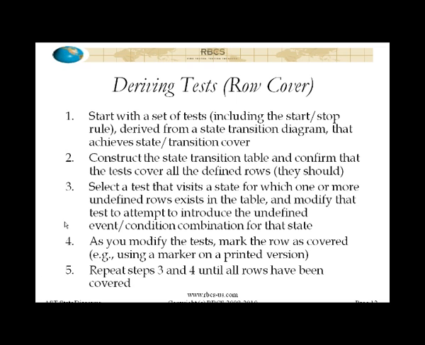Then you want to take a test that visits one of the states that has an undefined row in the table. Copy that test, and modify it to try to force the undefined event condition combination in that state. That covers the row. And then repeat steps 3 and 4 until all the rows have been covered. So this is a fairly simple process, but as you can imagine, with 66 rows in this particular example, it could lead to a lot of tests. This is why it's very nice if the developers have actually thought about this and defined a default handler, because it's going to make your job a lot easier.